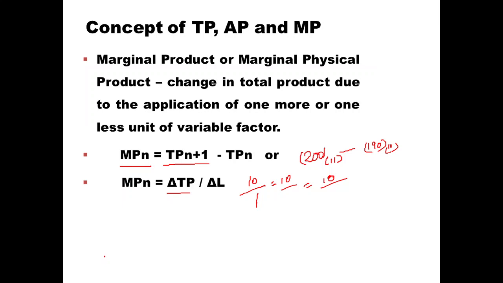This concept of total product, average product and marginal product is very necessary to understand the theory or law of variable proportion or law of returns to scale, which is studied for understanding the production process followed by companies. So I hope that you have understood the concept.